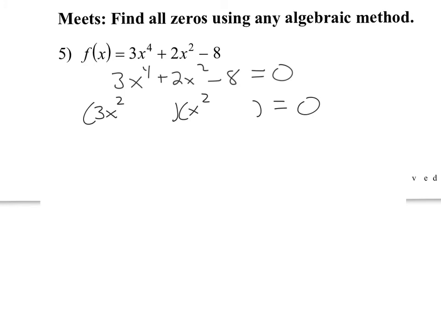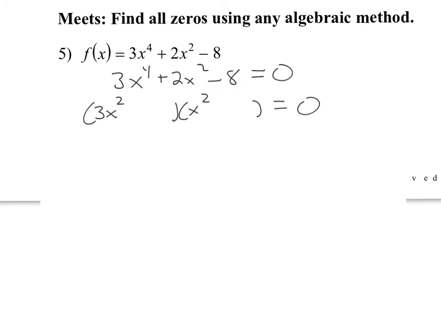So instead of, once again, if this said 3x squared here, then we would have put 3x and x. But since it says 3x to the 4th, we need x squared. So the first thing you need to convince yourself is that 3x squared times x squared equals 3x to the 4th. So we have that. And then over here, these two numbers, just like all our other factoring problems, we're just trying to make -8.